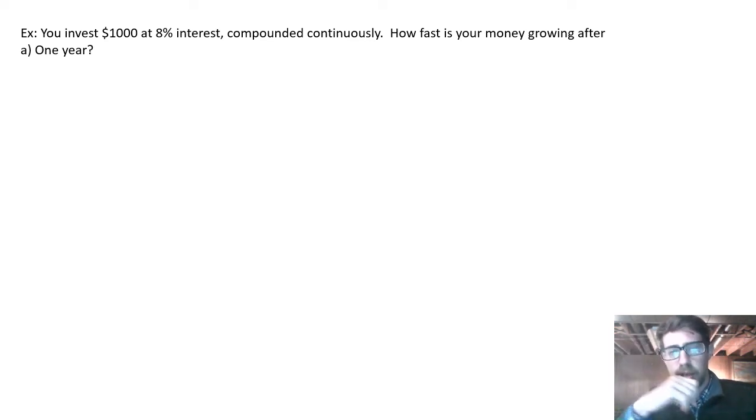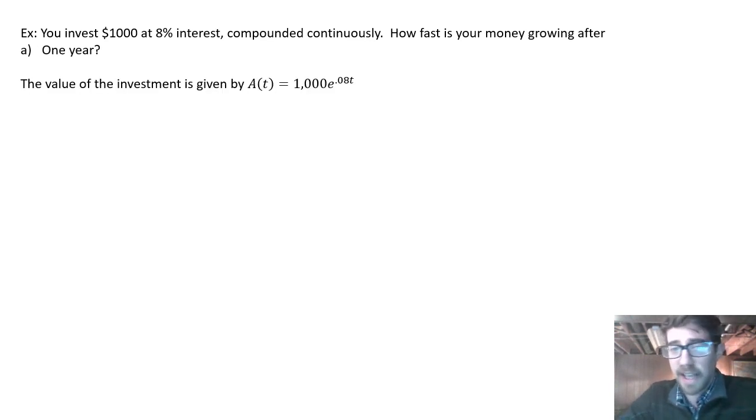So let's invest some money, $1,000 at 8% interest, compounded continuously, and we want to know how fast our money is growing. In other words, in that exact moment, how much money are we making? And the units for this are just going to be whatever the units for the original setup is. So at exactly 1 year, how fast is our money growing?